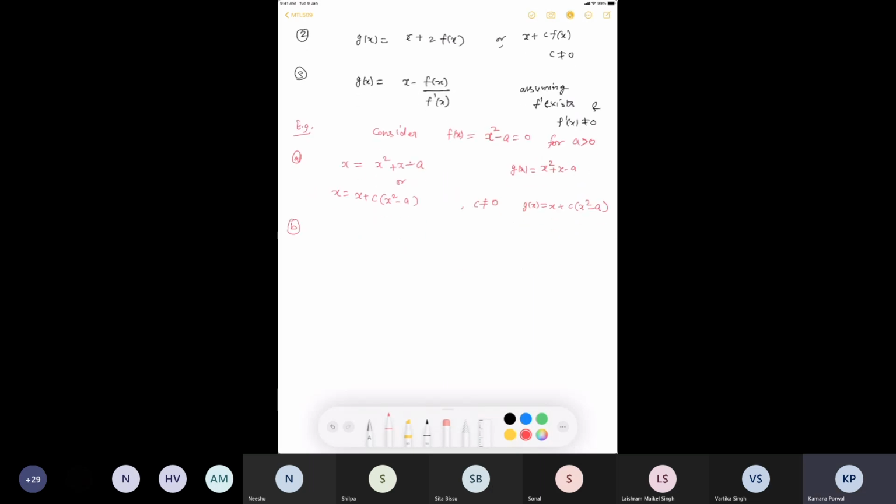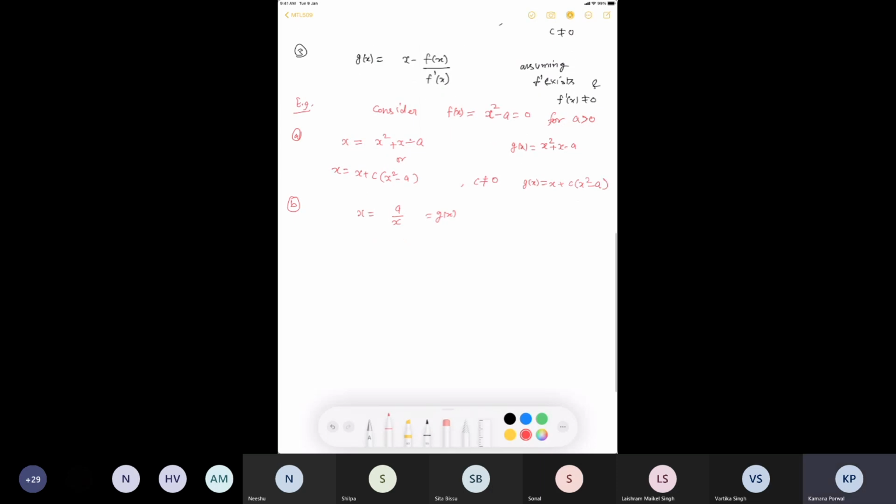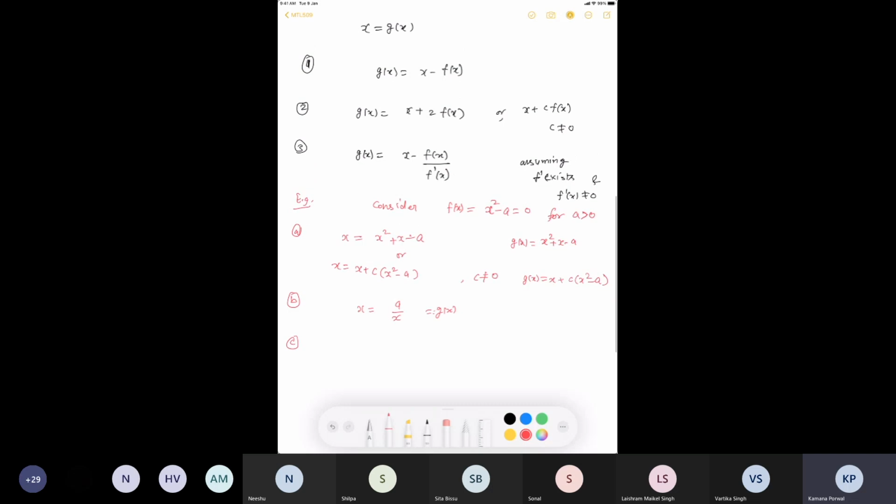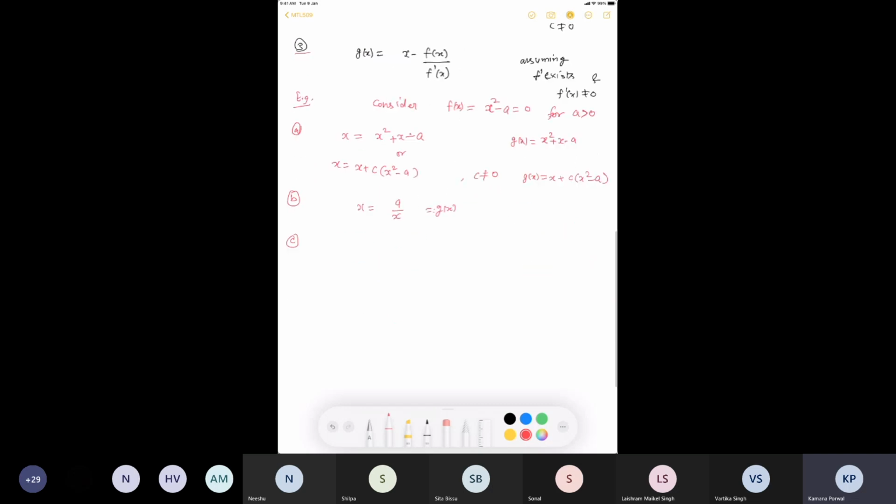Another choice of the fixed point problem you can have here is that x is equal to a by x. Okay, so this is a g(x) here. And we can also choose, based on this third choice, that I can write my f(x) is equal to 0 as x is equal to 1 by 2 times (x plus a by x).